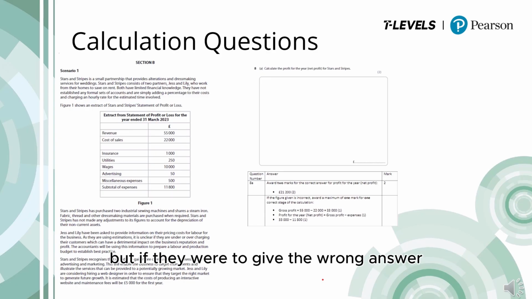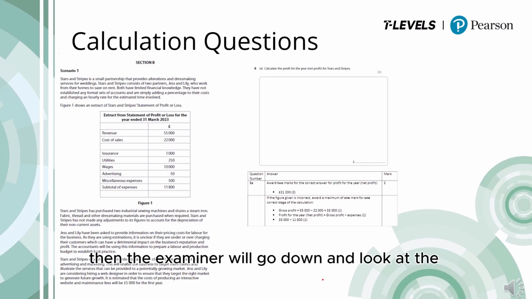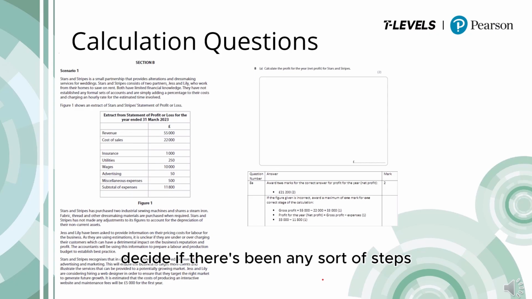But if they were to give the wrong answer, then the examiner will go down and look at the different components of the way that the calculation is done, and then they'll decide if there are any steps that they can award marks for. So it's really important.